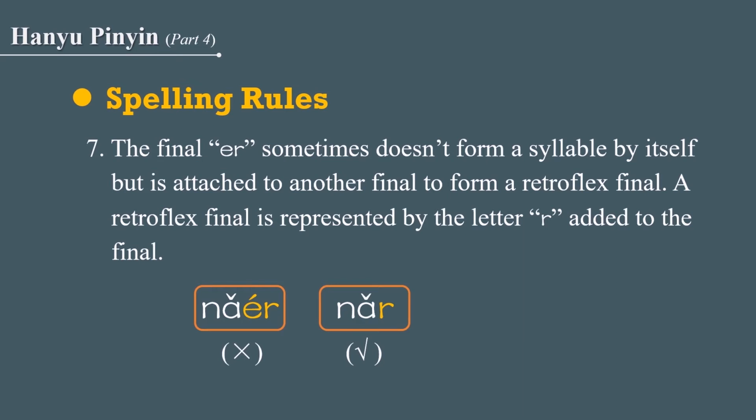Rule 7. The final R sometimes doesn't form a syllable by itself, but is attached to another final to form a retroflex final. A retroflex final is represented by the letter R added to the final.